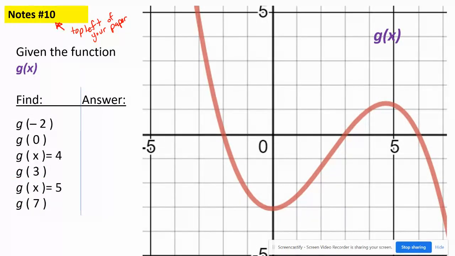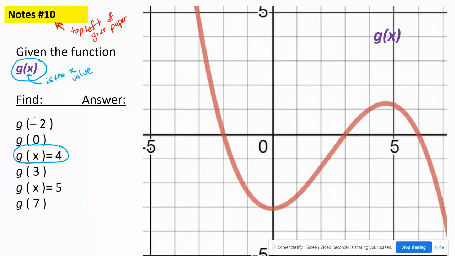Okay, so we're going to make sure that you understand everything from yesterday's Desmos activities. So remember function notation, when it's just written g of x, this x is the x value. Okay? That is the x value. So I want to make sure you understand the difference between finding g of -2 and the difference between that and finding g of x equals 4. Those are two different things that they're asking you.